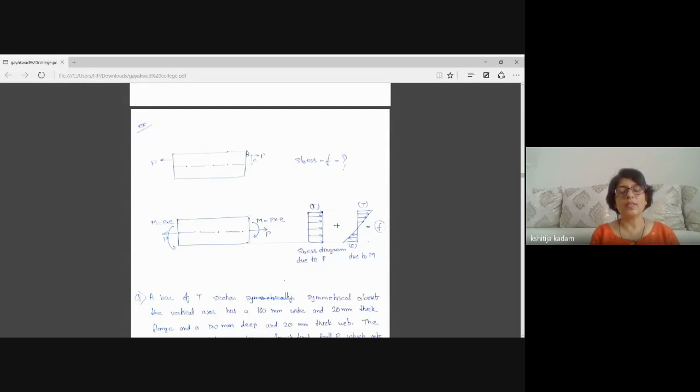Okay. Take fourth example. Here, the same rod is there. This time I am again pulling it.